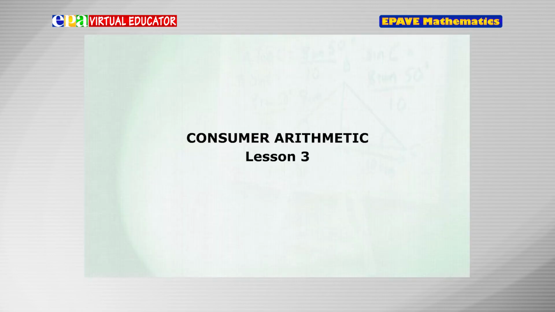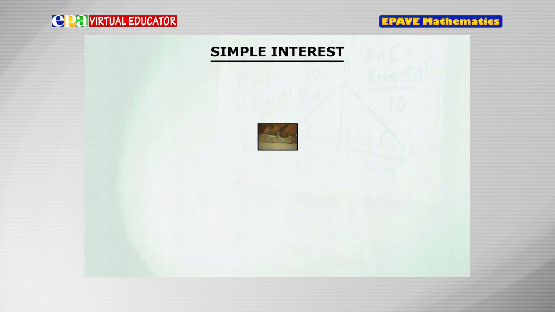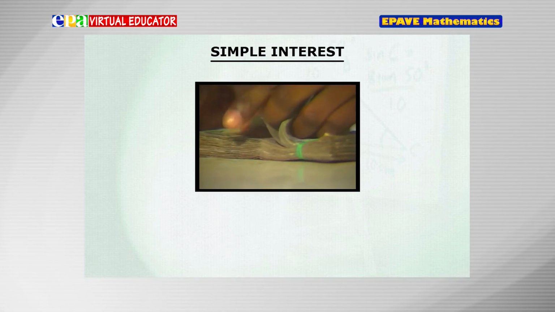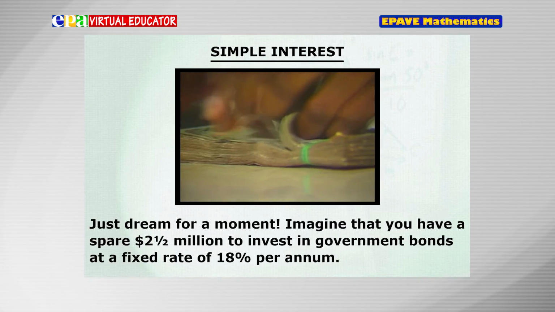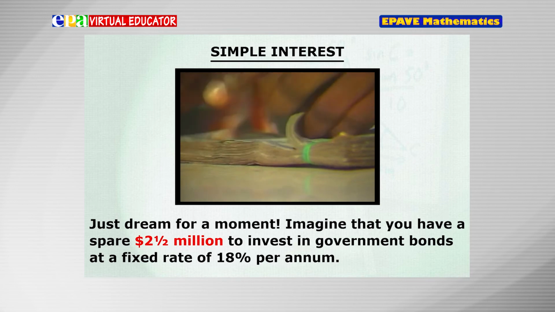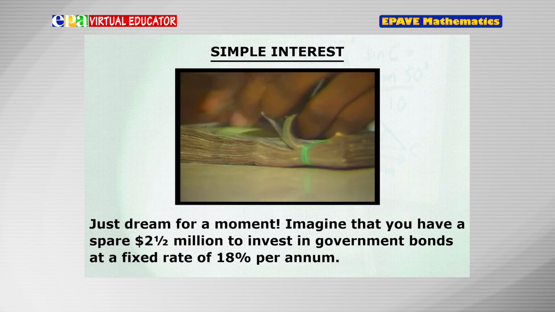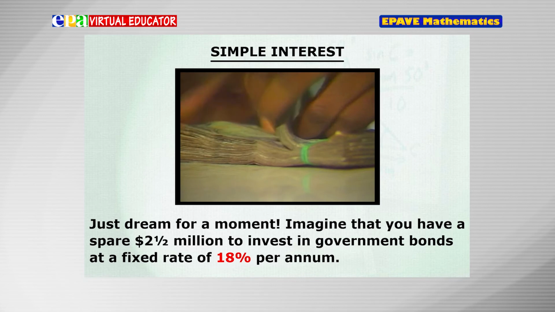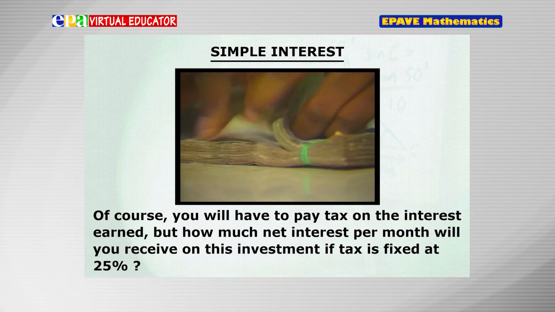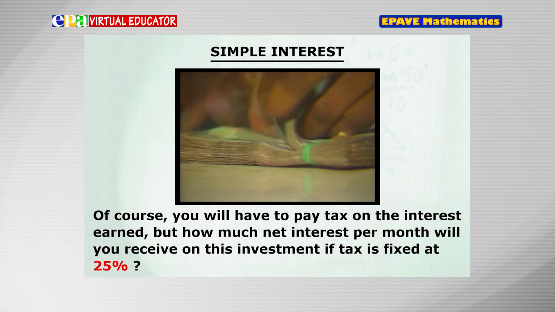Lesson 3. Let us begin our lesson on simple interest. Imagine that you have $2.5 million to invest in government bonds at a fixed rate of 18% per annum. Of course, you will have to pay a tax on the interest earned, but how much net interest per month will you receive on this investment if tax is fixed at 25%?